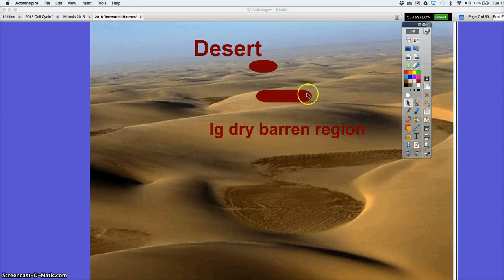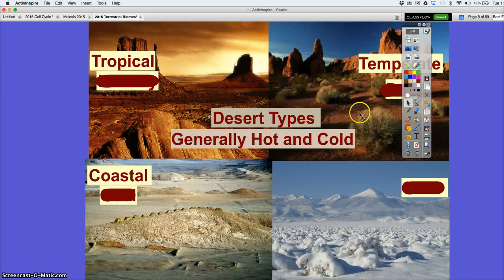A desert by definition is a large, dry, barren region, which kind of makes sense. It's a large area, it's dry, and you see very little what? You don't see anything, life or water, you see nothing. Yeah, that's why it's barren.